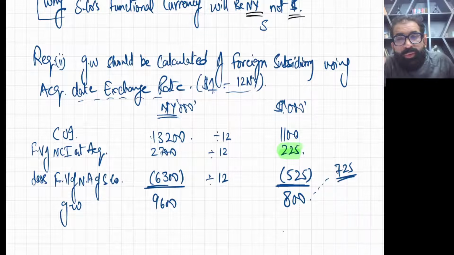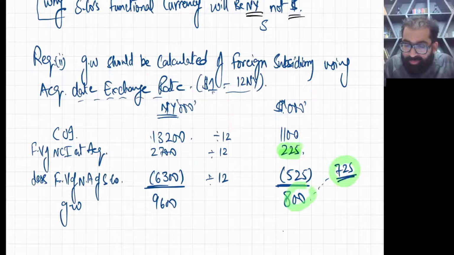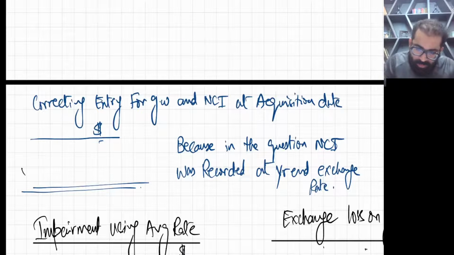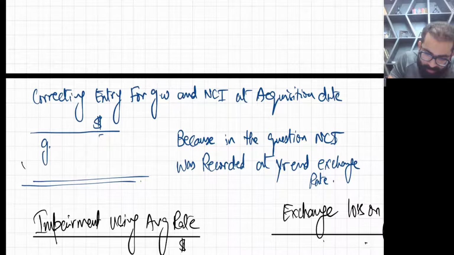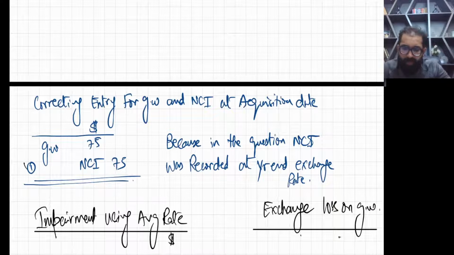So now what we have to do, use your common sense. We need to increase NCI by 75 as well as goodwill by 75. Goodwill is an asset, so goodwill debit 75, and NCI is part of equity, so NCI credit 75. So let's make the first correcting entry: goodwill debit 75, everything in dollars, and NCI credit 75. This is my first correcting entry which I have to make.